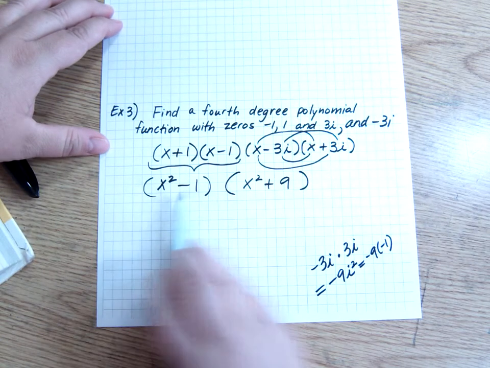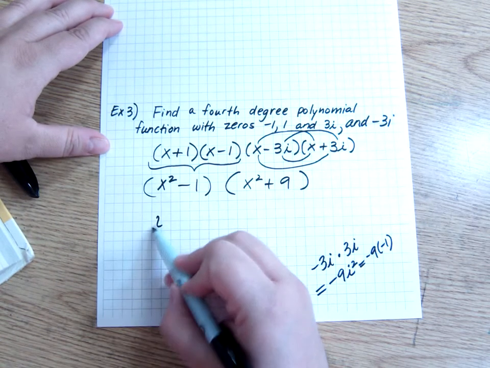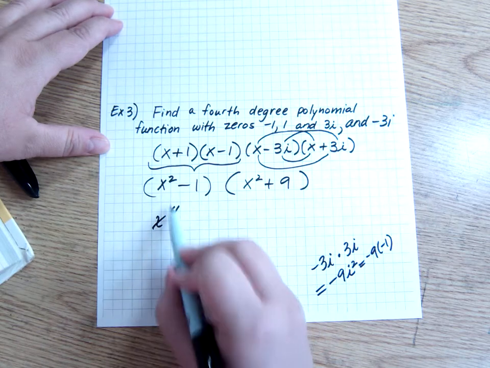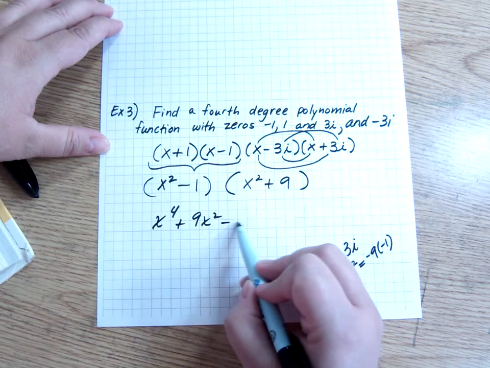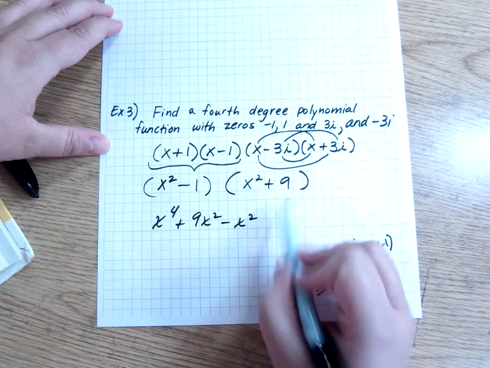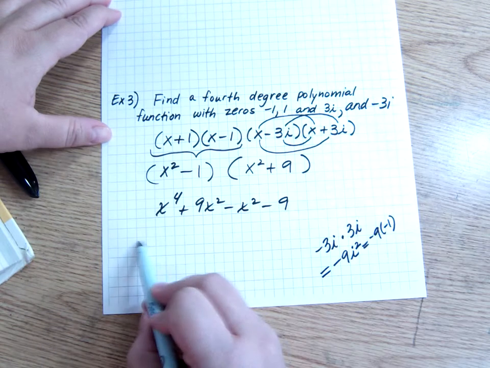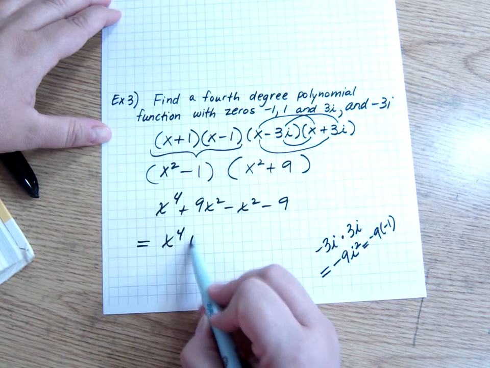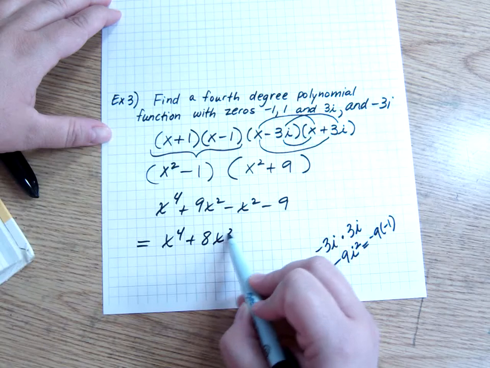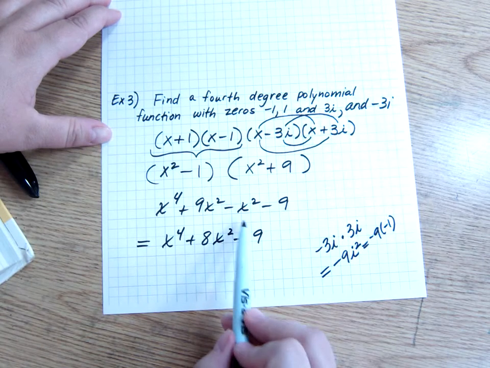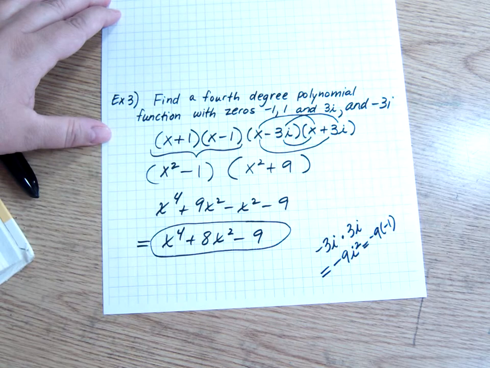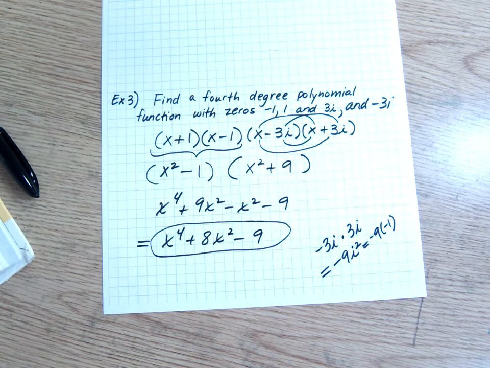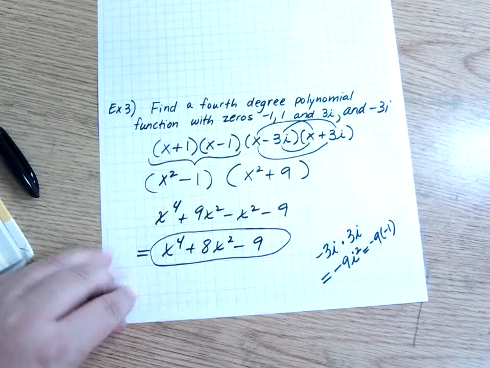Now I'm going to FOIL again with these two. X squared times x squared is x to the 4th. Then outer is 9x squared. Inner is minus 1x squared. And last is minus 9. So this simplifies as x to the 4th plus 8x squared minus 9. That's my 4th degree polynomial that has the roots, excuse me, negative 1, 1, 3i, and negative 3i.